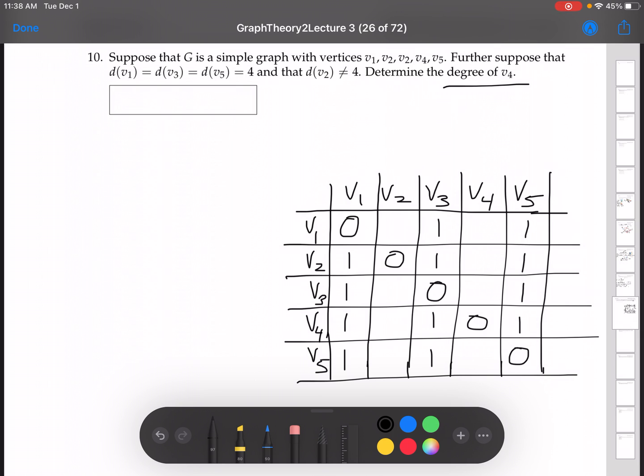Now remember that we have symmetry. So let's look at, say, this one right here. This one says that there's an edge from V2 to V1. Because there's an edge from V2 to V1, there's also an edge from V1 to V2. It's the same edge. So that means that we have to have a 1 there.